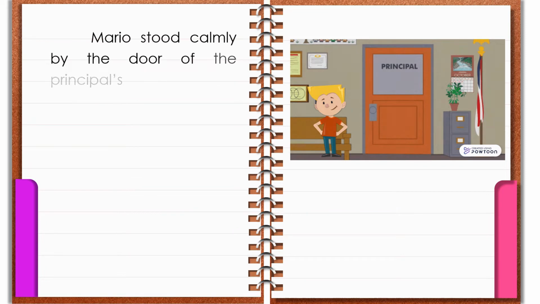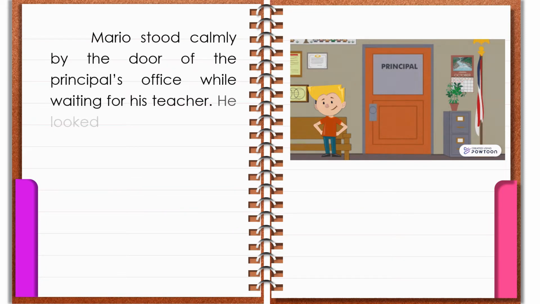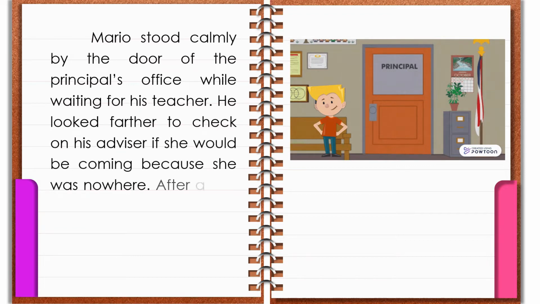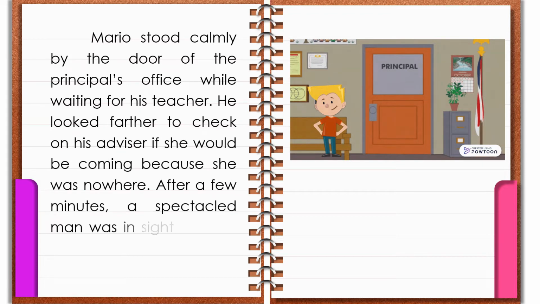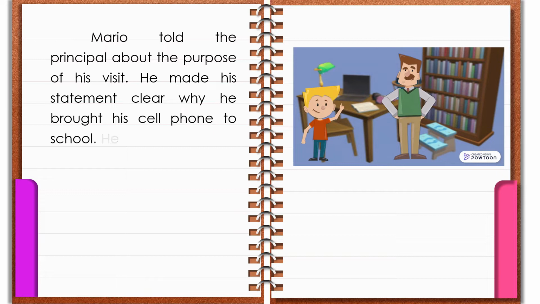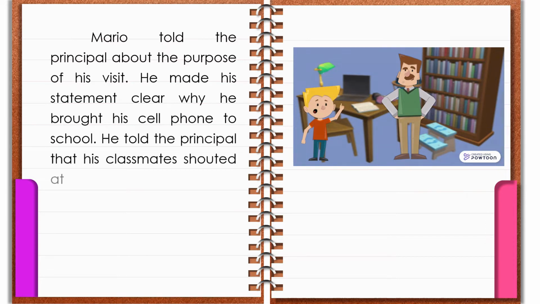Mario's story. Mario stood calmly by the door of the principal's office while waiting for his teacher. He looked farther to check on his advisor if she would be coming because she was nowhere. After a few minutes, a spectacled man was inside. He was the principal. Mario told the principal about the purpose of his visit.